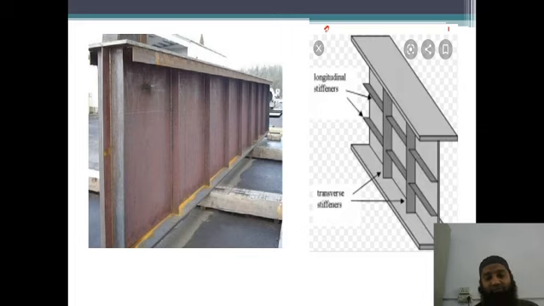Then later on, as per the need, we will be designing the vertical and the horizontal stiffeners as well, end bearing stiffeners also, and horizontal stiffeners also we will be designing.